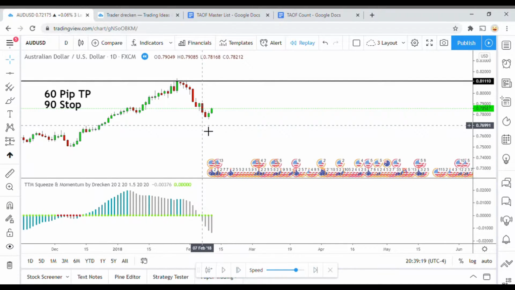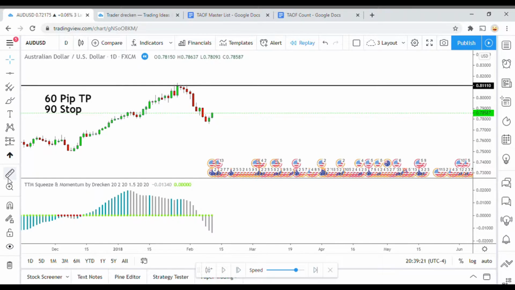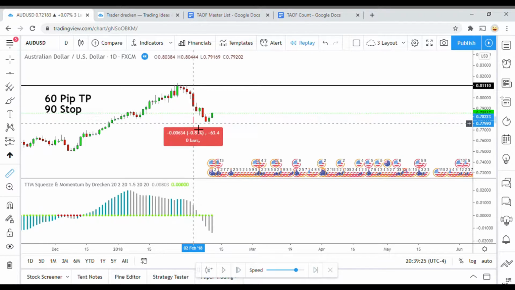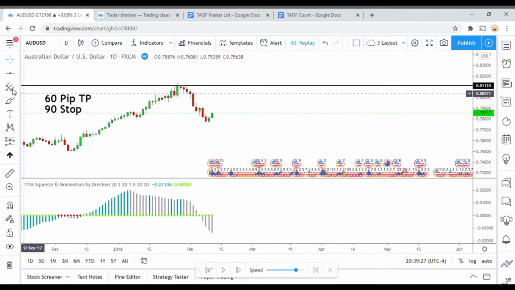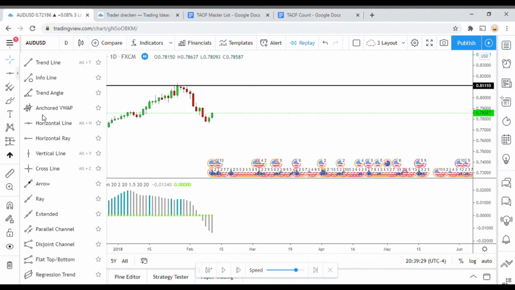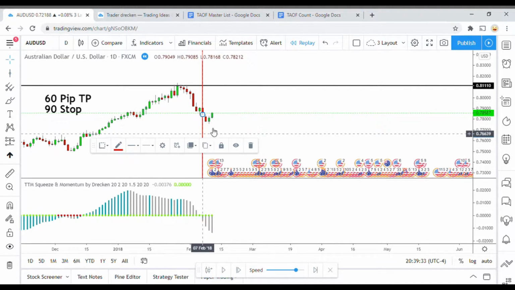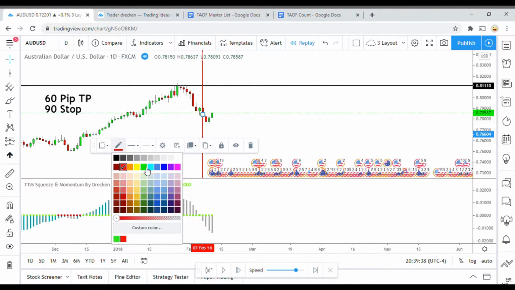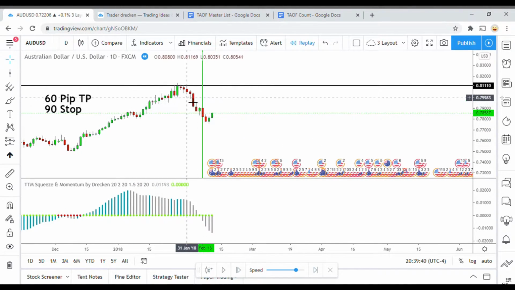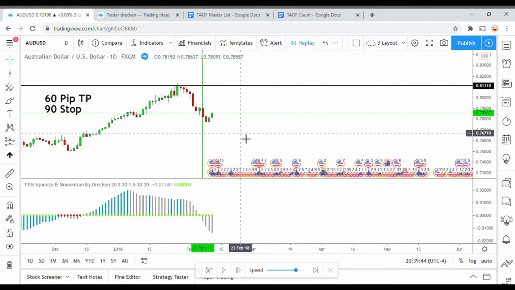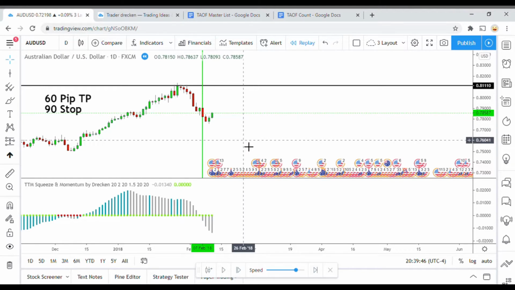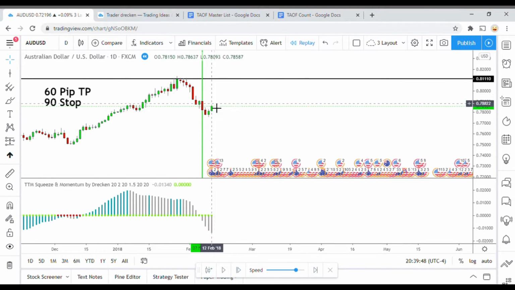But then shortly after, we do get our first signal from our indicator. Let's see if we hit 60 pips. We did. And so there you go. That's an instance where our indicator gave us a signal right after we noticed a hard rejection and all these other confirmations kind of setting it up.